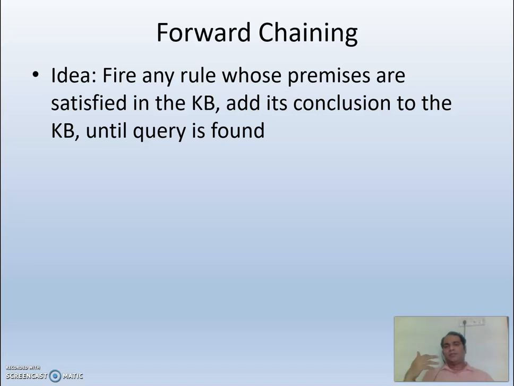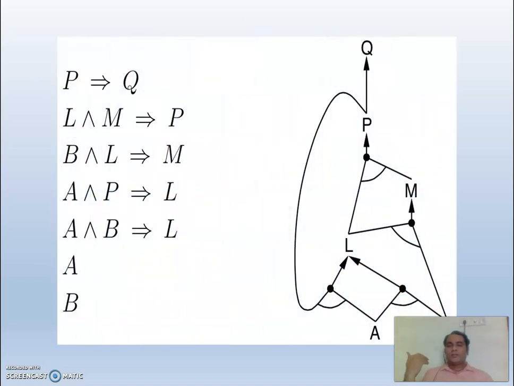So let us take the example of forward chaining. The idea is to fire any rule whose premises are satisfied in the knowledge base, and its conclusion is added to the knowledge base until you find the query. So let us look at this example. We have P implies Q, L conjunction with M implies P, B conjunction with L implies M, A conjunction with P implies L, A conjunction with B implies L. A, B are the premises that are true. So we need to prove Q. This is the one we need to prove.